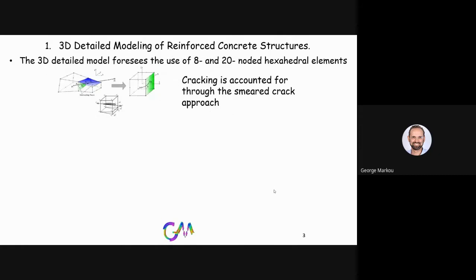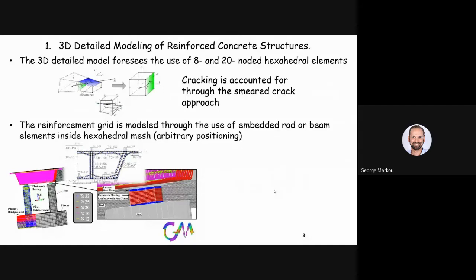Now, when we talk about 3D detailed modeling of reinforced concrete structures, we assume that we discretize the concrete domain through hexahedral elements, usually 8 or 20 noded, and we can also model the cracking within the hexahedral elements at the Gauss points through the smeared crack approach. And of course, we can discretize the exact positioning of the embedded rebars, as you can see here, and the reinforcement based on the design. So this is ideal for assessing the design that derives from a specific procedure by using any type of design codes.